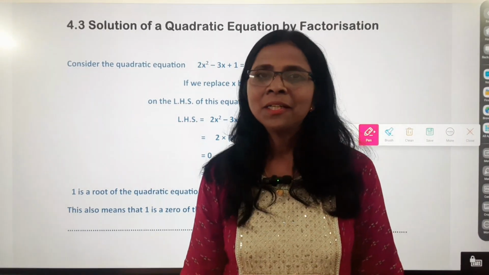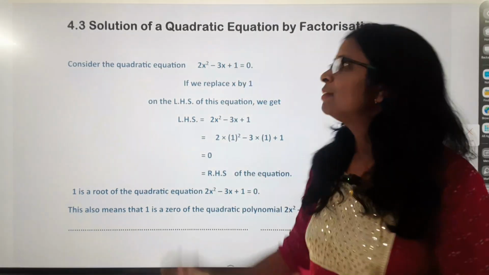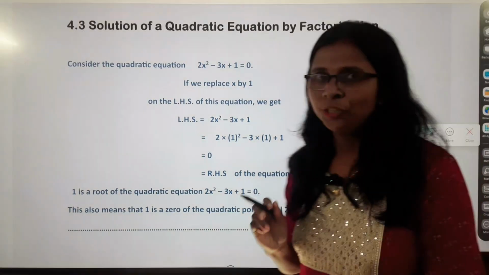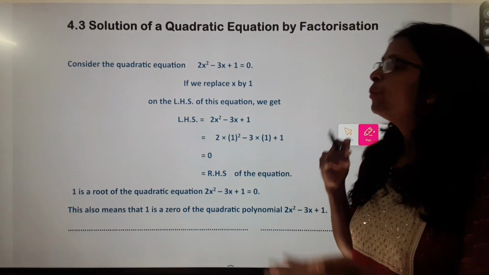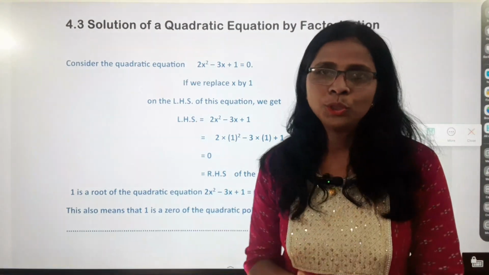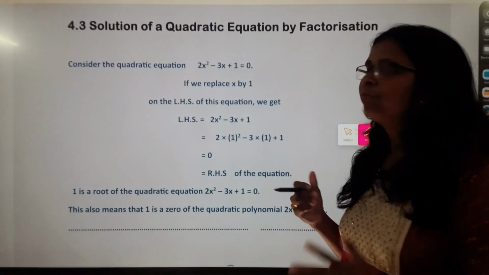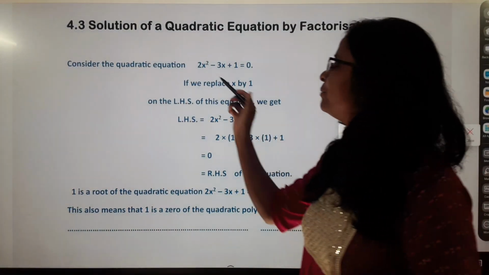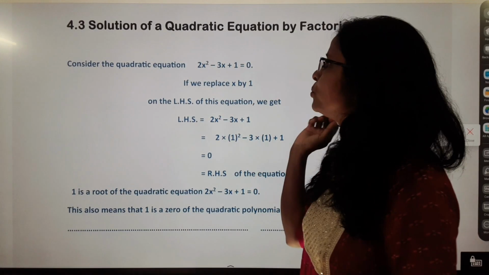Now we are coming to this new topic, third topic, solution of a quadratic equation by factorization. Consider the quadratic equation that we can get the solution. So let us see the first example. How can we find out the solution of a quadratic equation? So let us see the first equation, that is 2x square minus 3x plus 1 is equal to 0.